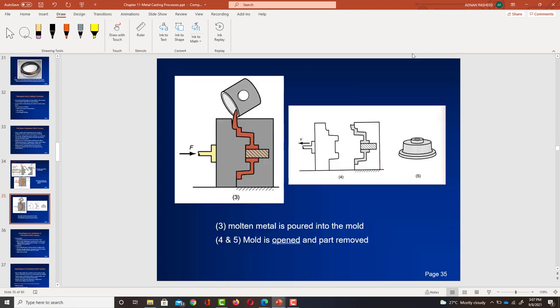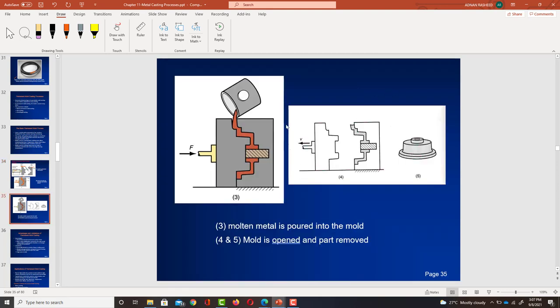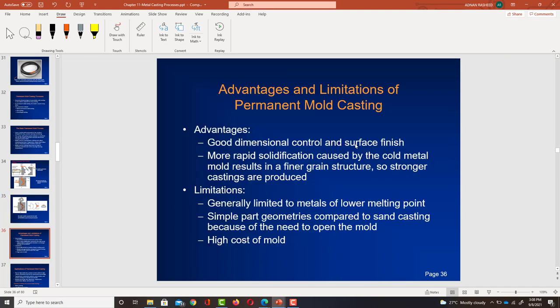So you can see in the first step it is sprayed, in the second step the mold cavity is closed, in the third step it is filled, and in the fourth one it is opened, and the final part is ejected out. Now you can see there is a hole, this hole. For that they have inserted the core. Clear? So this is the example of permanent mold casting.